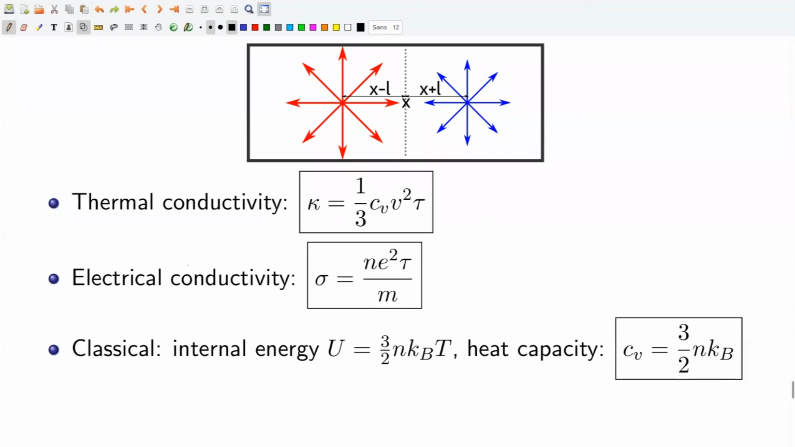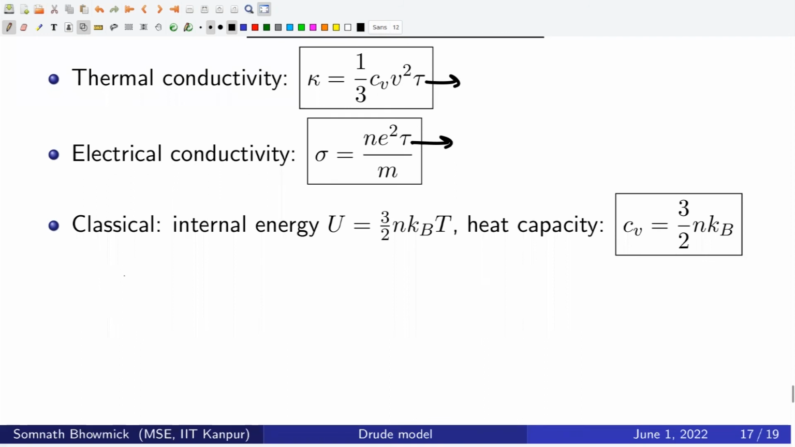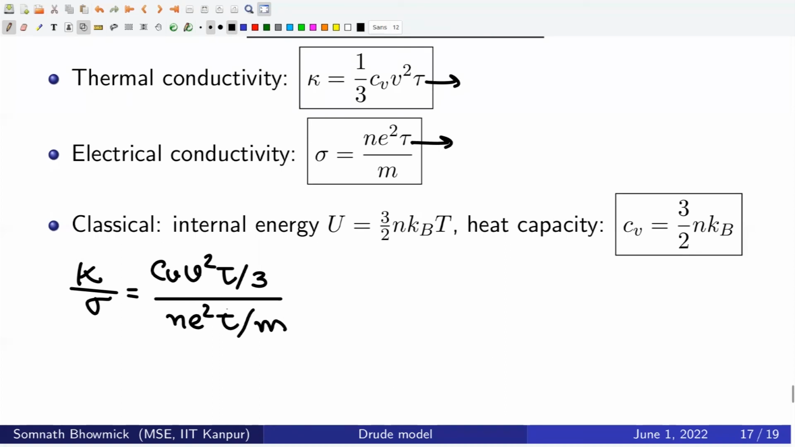Now, we can also estimate electrical conductivity using this formula. Now you see that both these equations contain this term tau, which is difficult to measure. However, we can get rid of this tau if we take the ratio of kappa by sigma. So let us do that. So kappa by sigma is equal to C_V v square tau divided by 3, divided by n E square tau divided by m. So we can cancel tau.